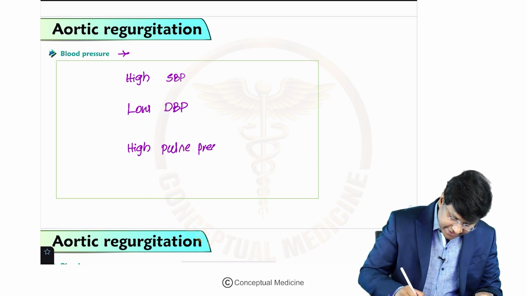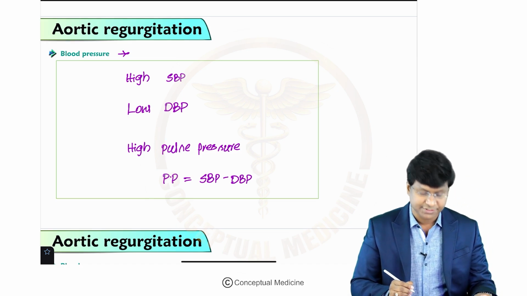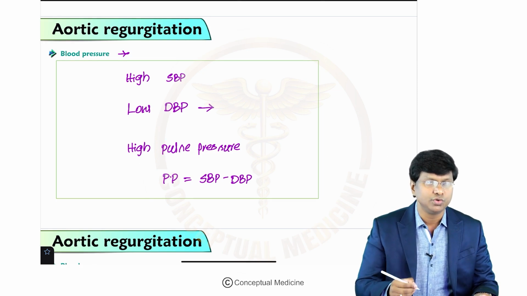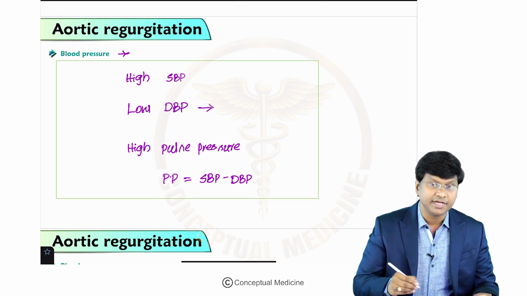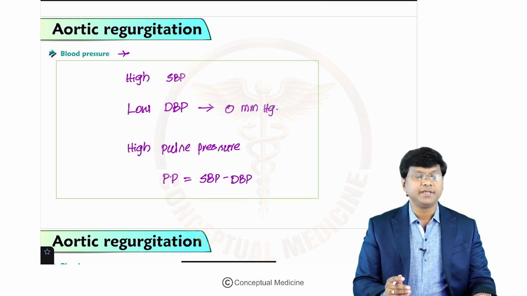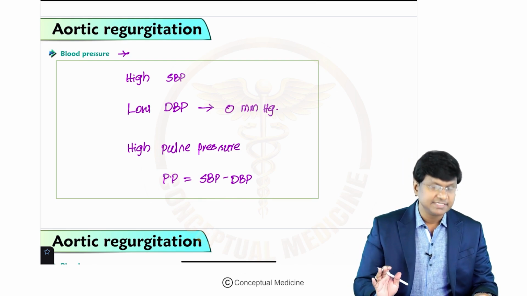See, how do you calculate the pulse pressure? Pulse pressure is given by the formula systolic blood pressure minus the diastolic blood pressure. That is what is called the pulse pressure. And the diastolic blood pressure may be so low that it may go even up to 0 millimeters of mercury. So that is about your blood pressure.